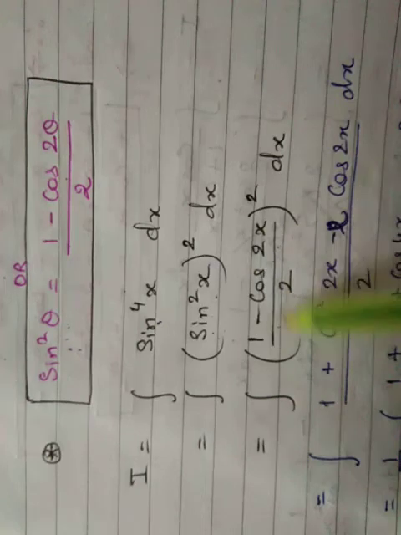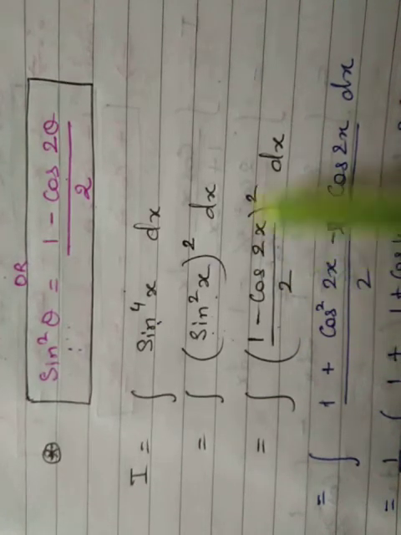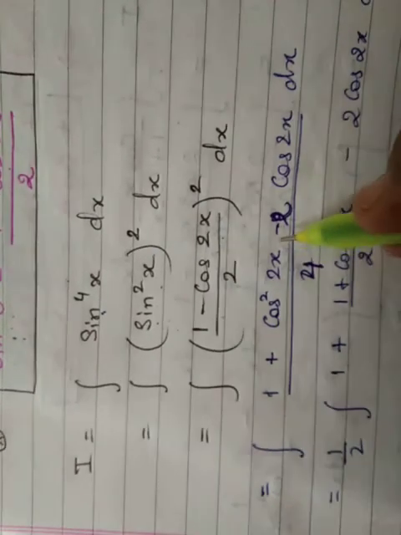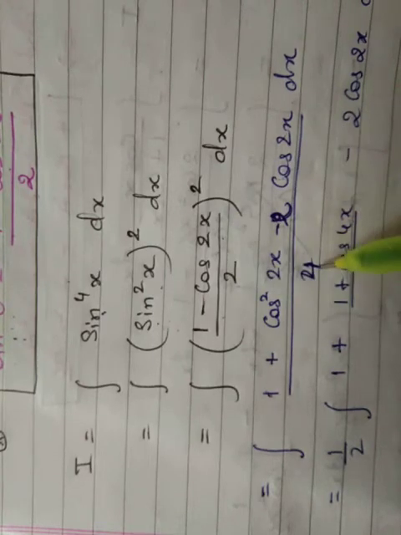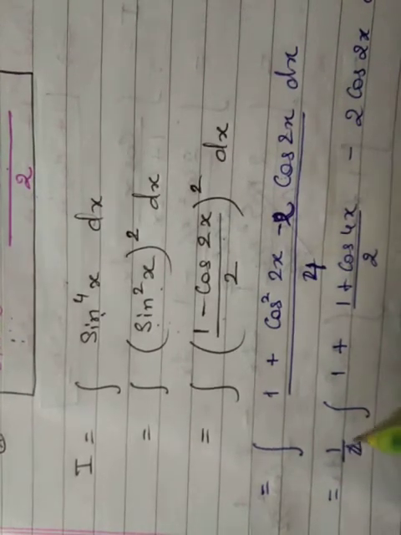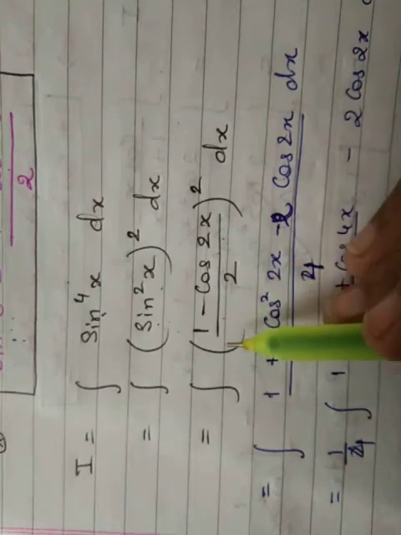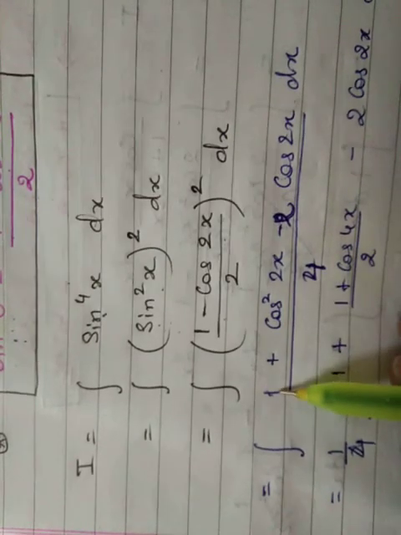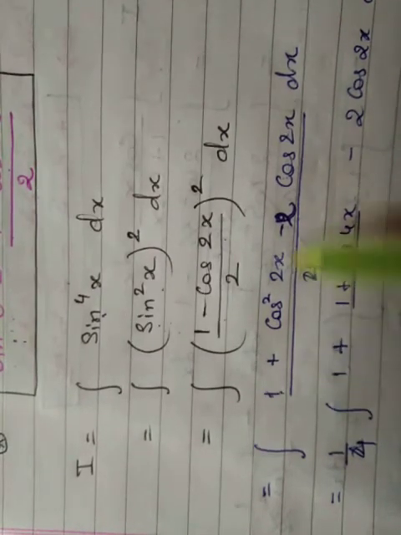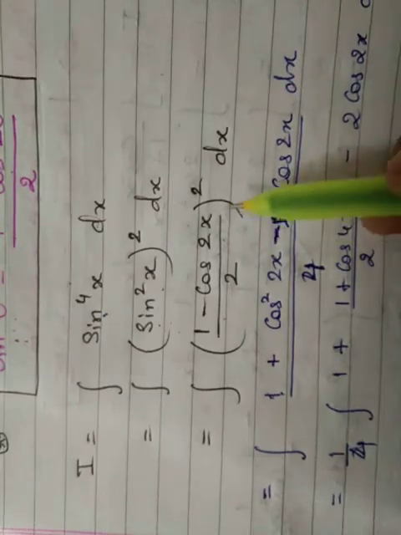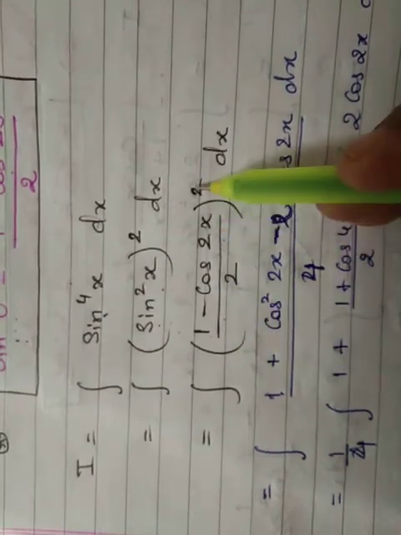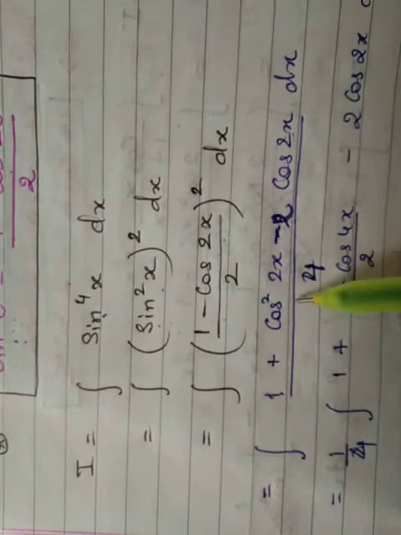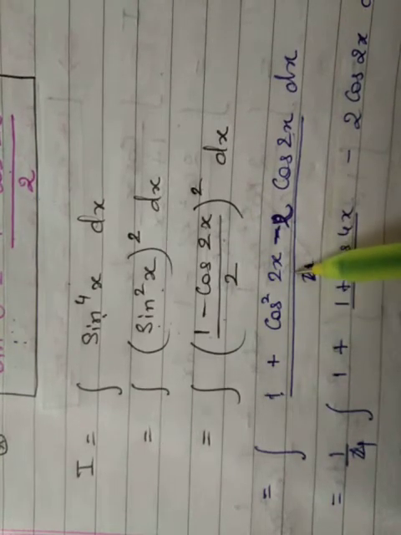Instead of theta I have to write x, so 1 minus cos of 2x upon 2, whole square. So now when you do the whole square, the denominator is going to become 2 squared, that is 4. So the denominator 2 squared is 4. Now I have in the numerator a minus b whole square. So that is going to be a squared, that is 1. Then I have minus 2ab. So that is going to be minus 2 into 1 into cos, that is minus 2 cos of 2x, and b squared, that is cos squared of 2x.